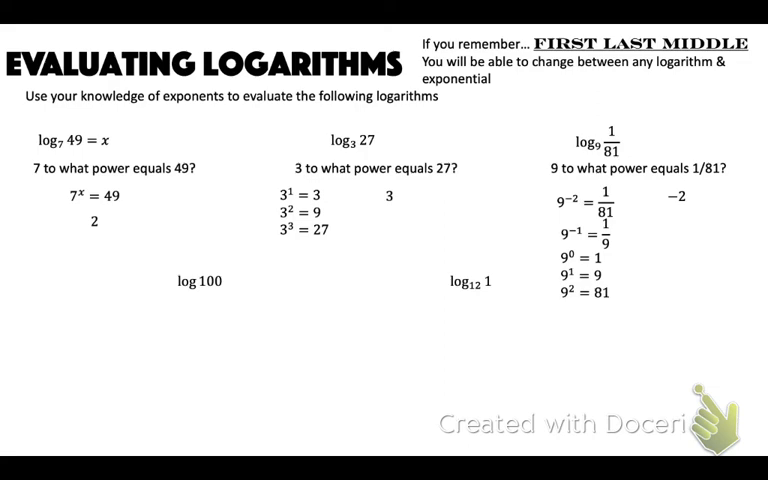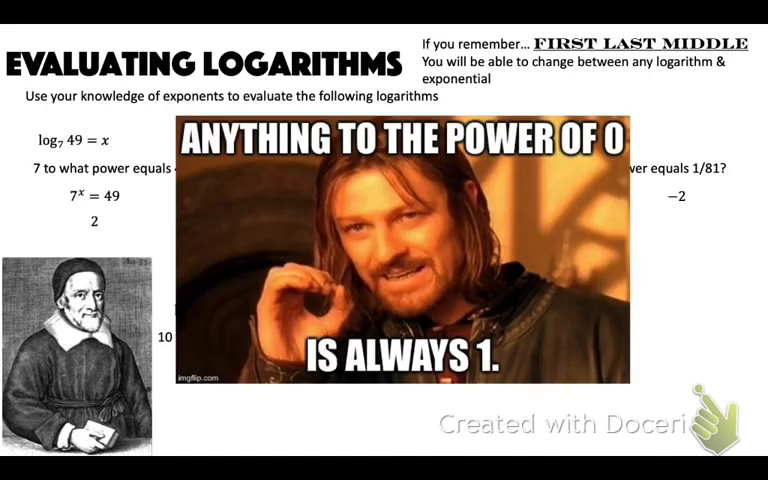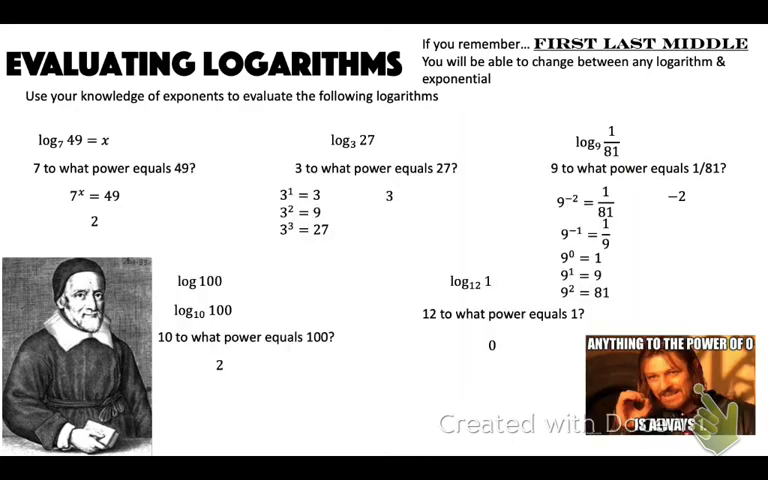This one, so log of 100, well, that's the same as log base 10 of 100. So that's saying 10 to what power equals 100, which would be 2. Here, this would say 12 to what power equals 1. Anything to the 0 power is always 1, so this is going to be 0.